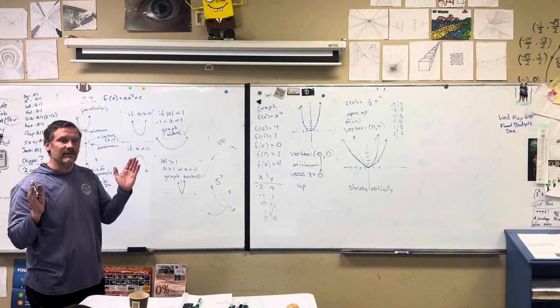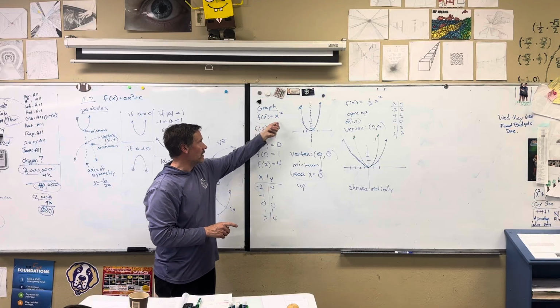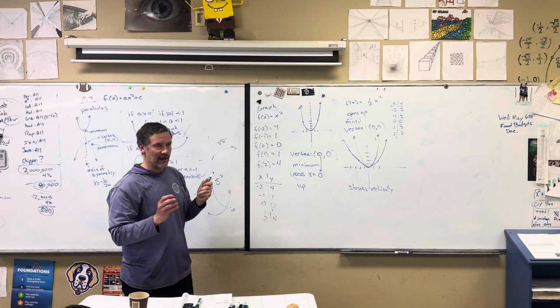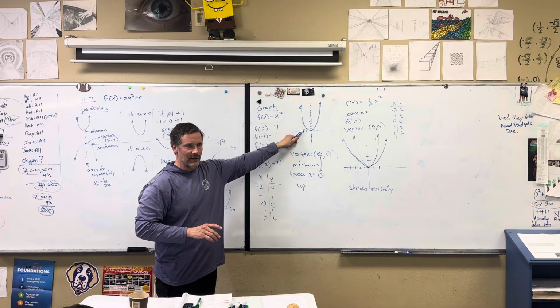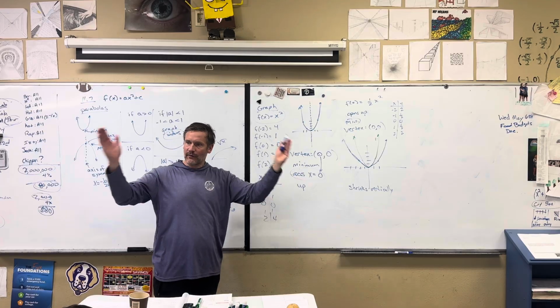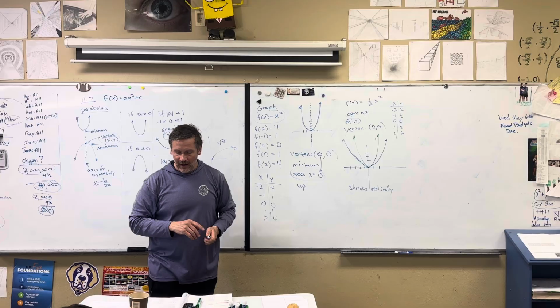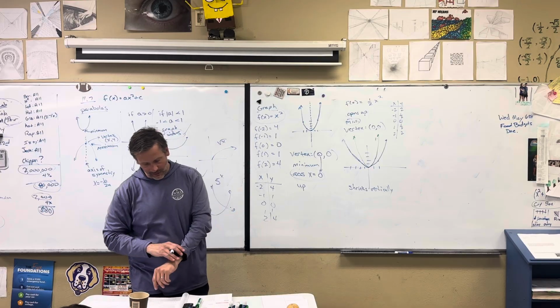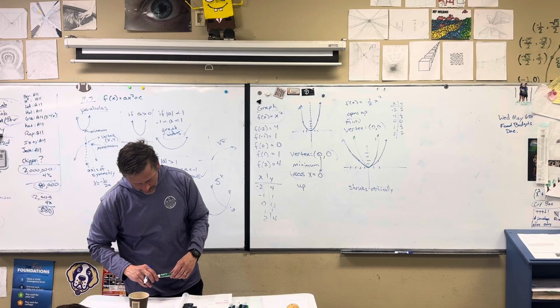Now remember, we're basing this off of what? This is the baseline graph for all parabolas. X squared goes up, we've got it, we visually see it, there it is. So based off of that graph, does the graph go wide or does it go narrow, or is it the same? Okay, so that's what we're going to base all of this off of, that original x squared graph.